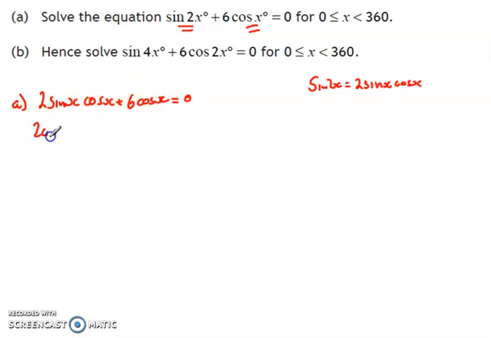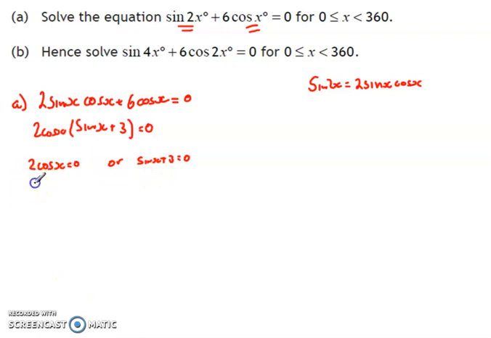So I'll end up with 2 cos x bracket sine x plus 3 equals 0. Now for this, I've got this times this, so one of them has to be 0. We're not told which one, so let's work them both through. So I could say fine, so 2 cos x equals 0, or sine x plus 3 equals 0. Now I look for my solutions for both.